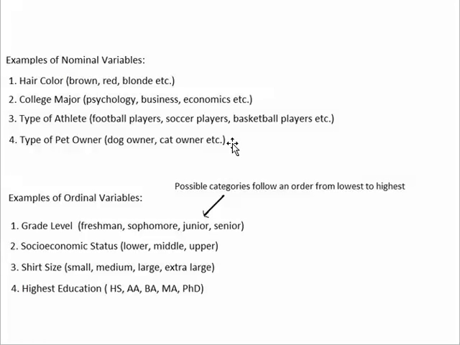Here's a picture right here. Each of these four variables, grade level, socioeconomic status, shirt size, and highest education, are ordinal variables. And when a variable is ordinal, the possible categories follow in order from lowest to highest. When a variable is nominal, the possible categories are all equal. They don't follow an official order that everyone agrees on.